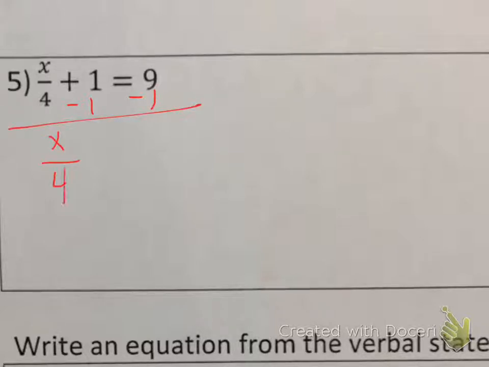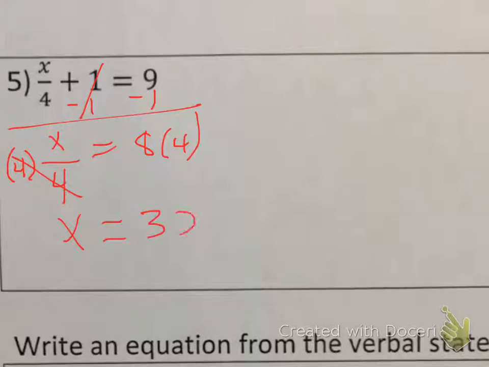I get x over 4 equals, it cancels here. The +1 and -1 is 0. And then 9 minus 1 is 8. How do I get rid of a divide by 4 attached to the x over here? Well, I do the opposite of divide by 4, which is multiply by 4. So 4 divided by 4 here gives me just that 1x. And 8 times 4 on this side gives me 32.